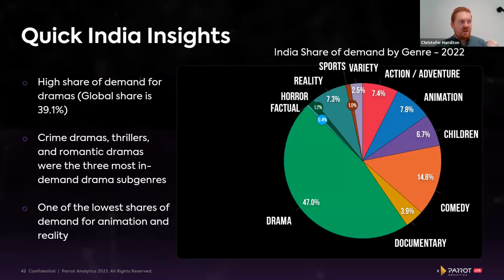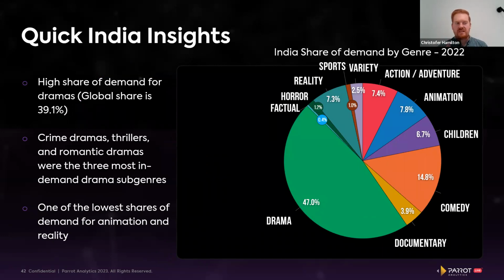But I did want to highlight India because we had a couple of people ask for insights about India. I know that's been a popular market that people have a lot of questions on. So I pulled a few quick insights about the Indian market. What are we looking at here? We're looking at the total demand for all series in India and how that breaks down by genre in 2022. And what do we see? We see there's a high share of demand for dramas in India.